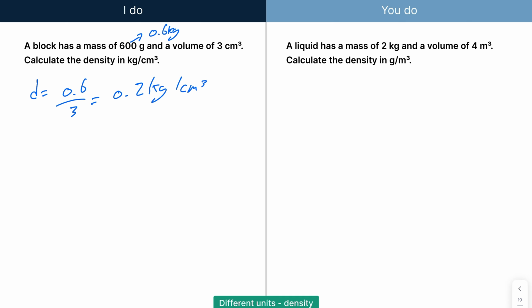And now looking at the next one. So here we need to convert. Again, it's the same thing. So just convert that. So that can just become 2,000 grams because it wants the answer in grams. So density is mass over volume. And that can just become 2,000, divide that by 4, which is 500 grams per meter cubed.